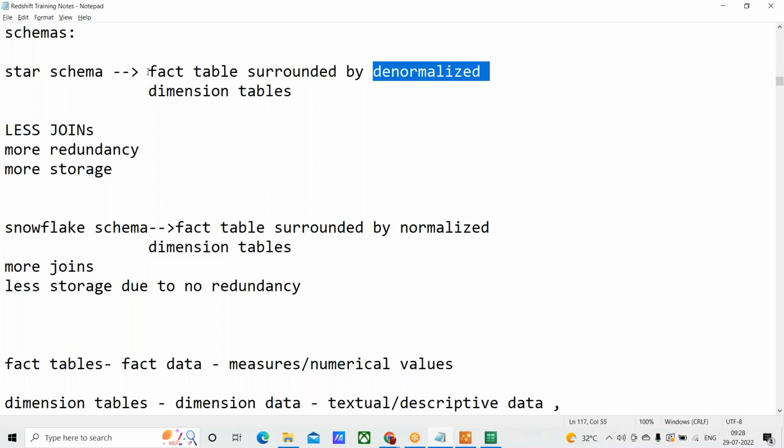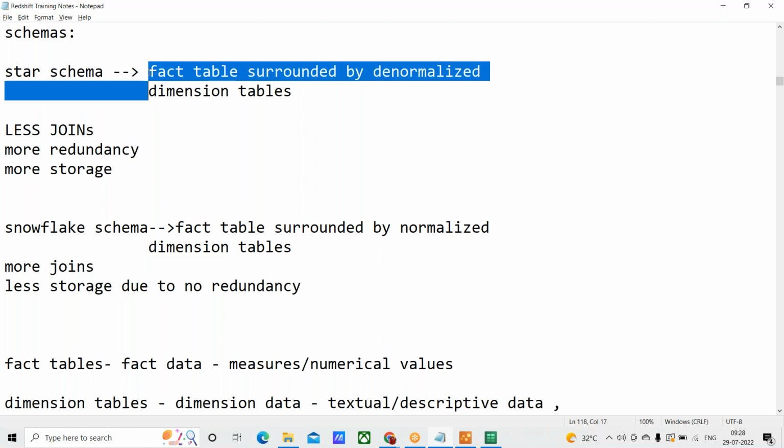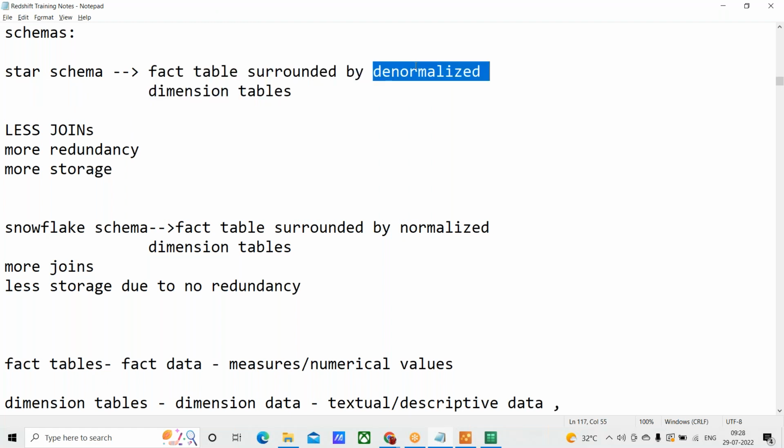Then what is star schema? A fact table surrounded by denormalized dimension tables is called star schema. Fact table surrounded by denormalized is very important. Denormalized means data is not normalized. So that is star schema.